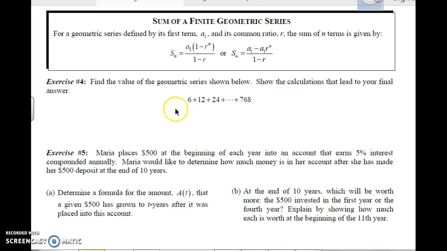All right, so here are our formulas for the sum of a finite geometric series. For a geometric series defined by its first term a1, its common ratio r, and the sum of n terms, here is the factored form. Here is the form that is on the Regents reference sheet. Either one will work.